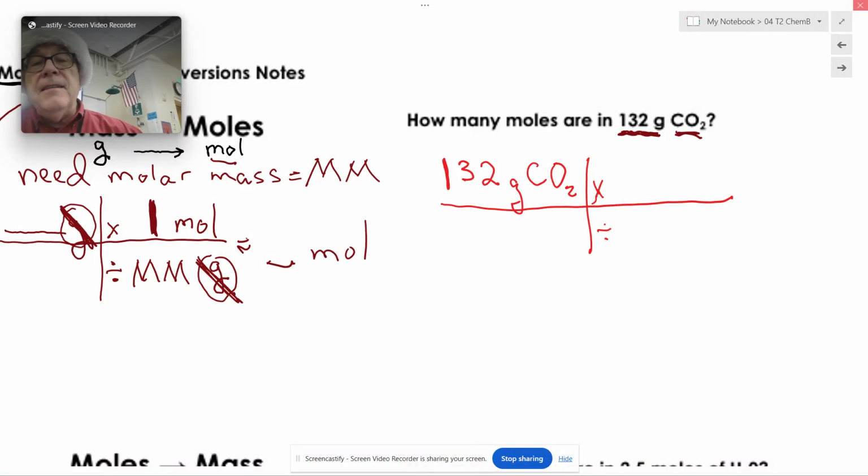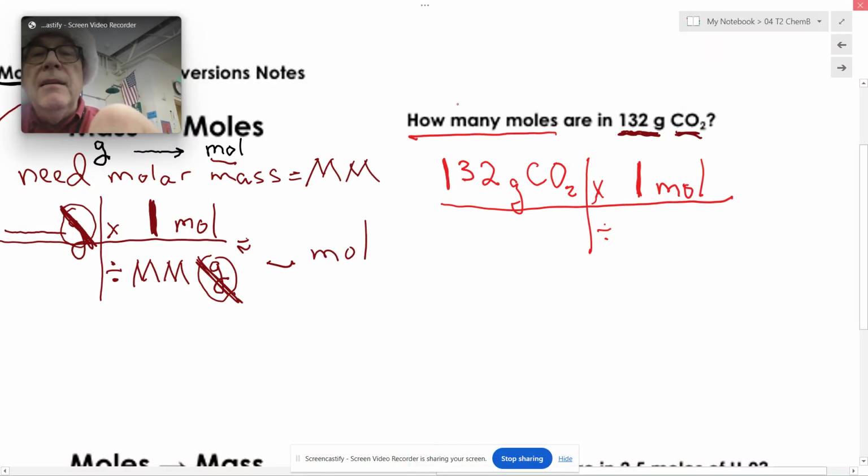But in this case, we're going to do just like we did over to the left. We're going to put 1 times a mole on the top, because that's the unit we want to come out in. Remember, how many moles is the thing we want to know at the end of this problem. This is what we know at the beginning of this problem. We know we started with 132 grams of carbon dioxide. We want to end with moles of carbon dioxide.